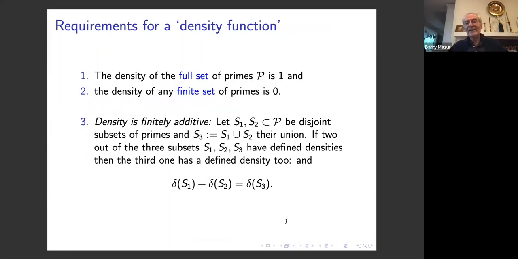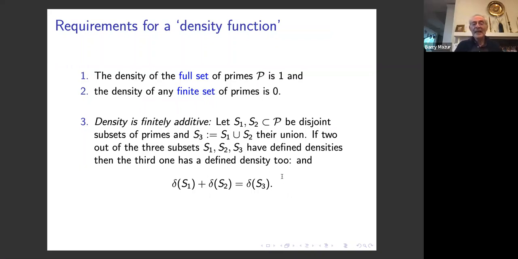The density of all primes, that should be 1. A set S is of density 1 in itself. Yeah. The density of any finite set of primes is 0. And the density should be finitely additive.